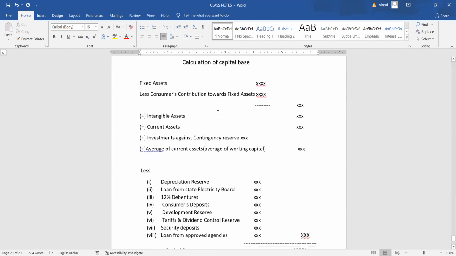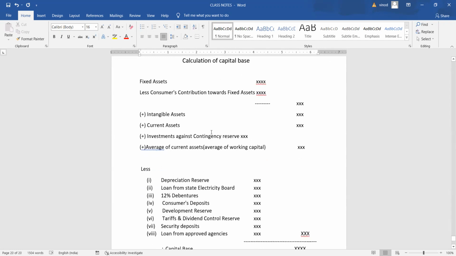This is the formula for capital base. You have to learn it by heart because you have to remember this formula as it is. Simply, they'll give the information in the problem, and you just have to write it as it is. This is the formula for calculation of the capital base.